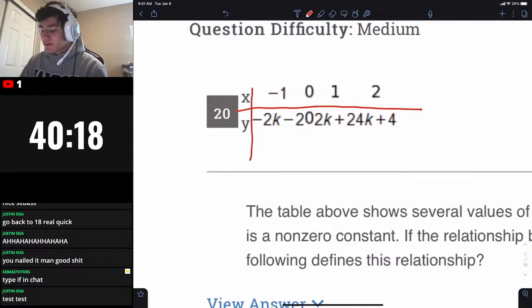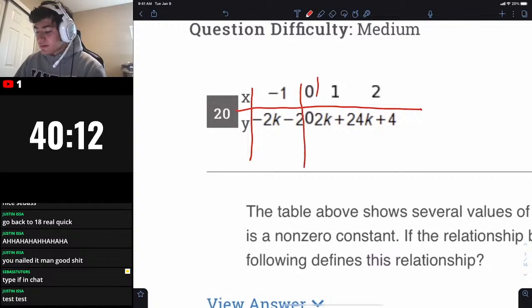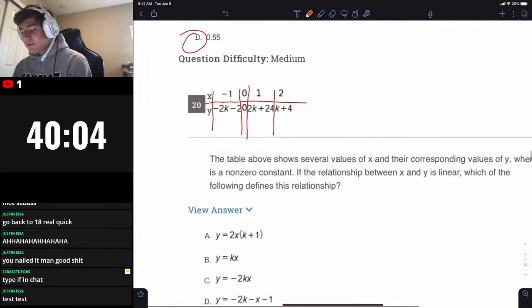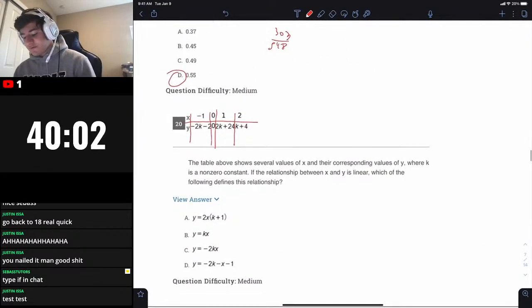What's the 0 doing here, though? I don't know. Maybe it's supposed to be like this: 2k minus 2 is one of them, and then it's 0, 0, and then it's 2k plus 24, and then it's k plus 4. I want to say this is what's going on. I don't know. If it's not, then forgive me.